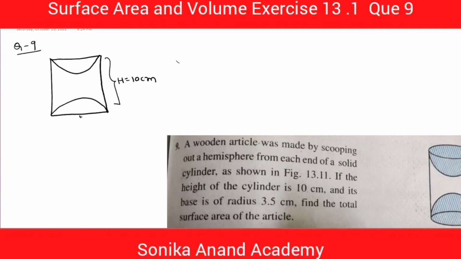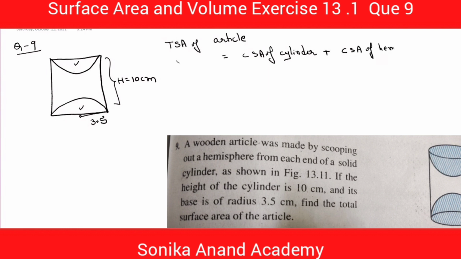And base radius is 3.5 centimeter. Find the total surface area. Now what is the total surface area of the article? That is curved surface area of the cylinder plus these two hemispheres. Okay, so CSA of hemispheres, and we have to multiply with 2 because there are two hemispheres.